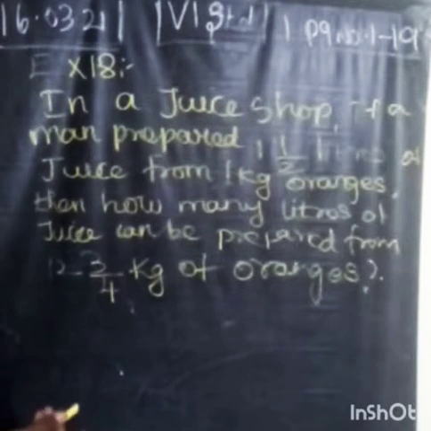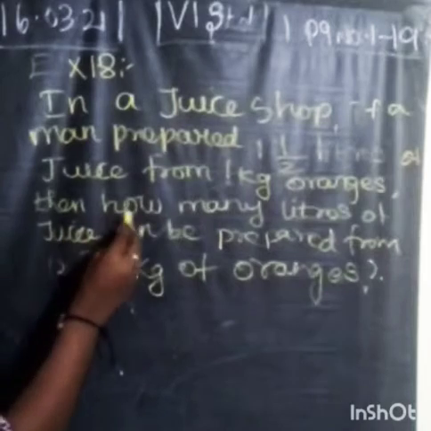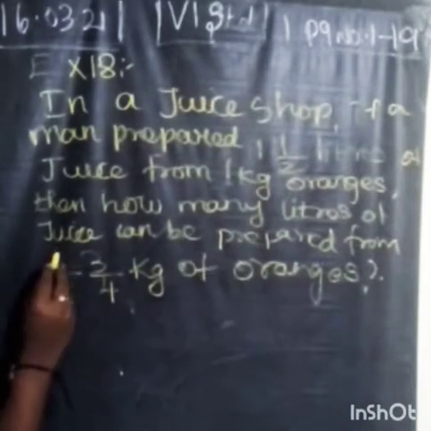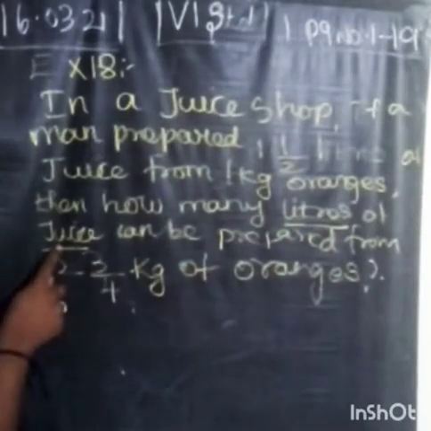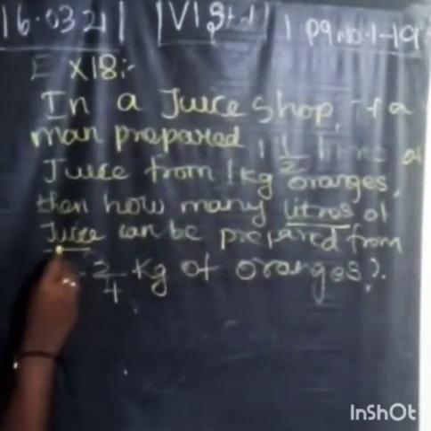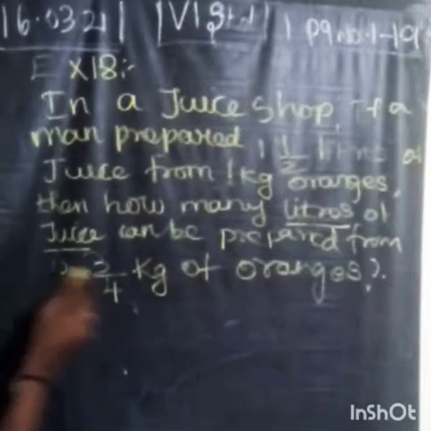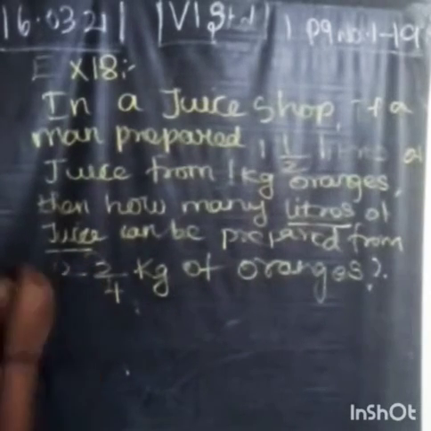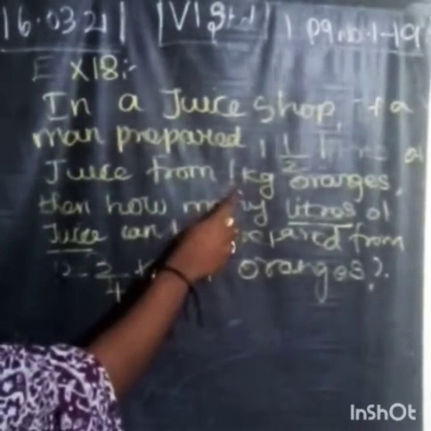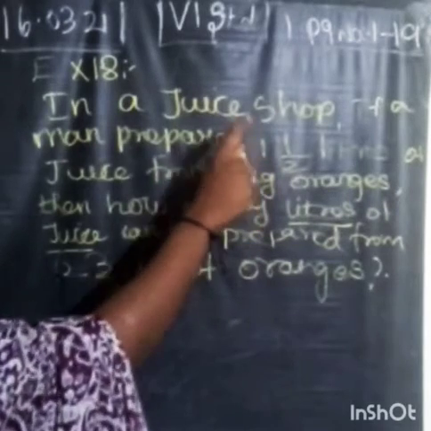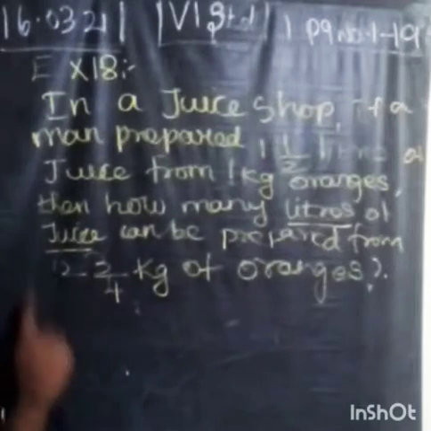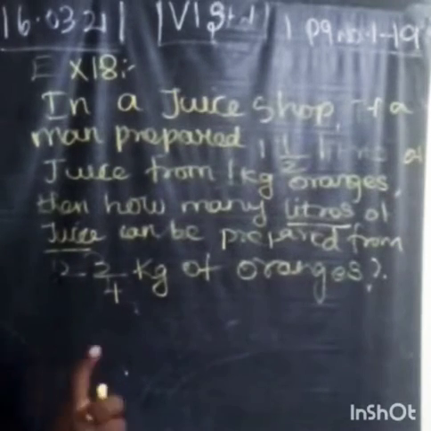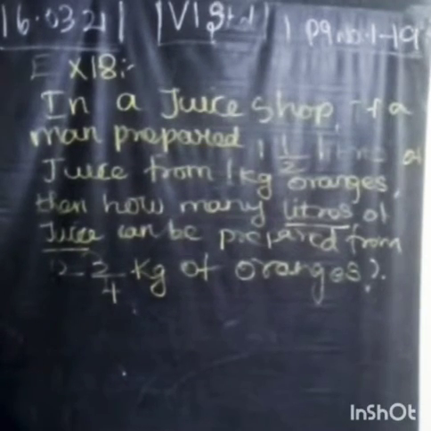Here we have to find how many liters of juice can be prepared from 12 3/4 kg of oranges. From 1 kg of oranges we can prepare 1 1/2 liters of juice, then from 12 3/4 kg of oranges, how many liters can be prepared?